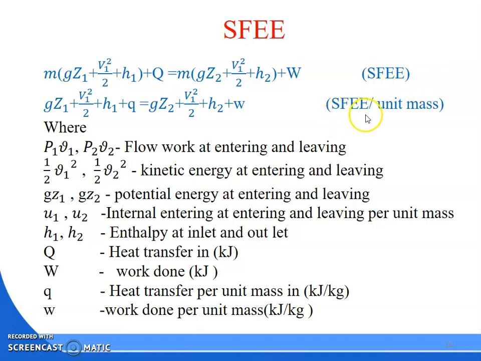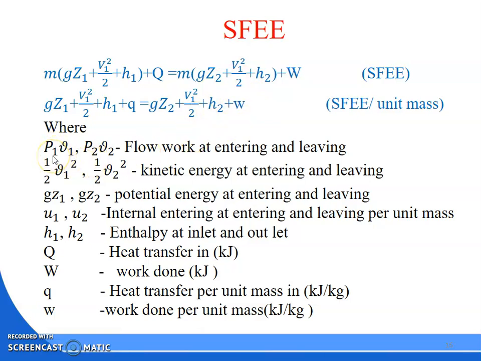What is the steady flow energy equation per unit mass? If we divide by mass, then the mass cancels out. What will we get? Potential energy at the inlet gZ1, kinetic energy at the inlet per unit mass, enthalpy per unit mass, plus Q divided by m, that is heat per unit mass in kilojoule per kg, is equal to potential energy at the outlet per unit mass, kinetic energy per unit mass, enthalpy, and W divided by m, that we write as small w, in kilojoule per kg, that is work per unit mass.